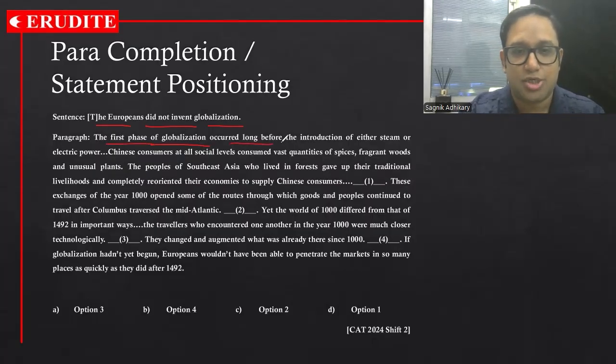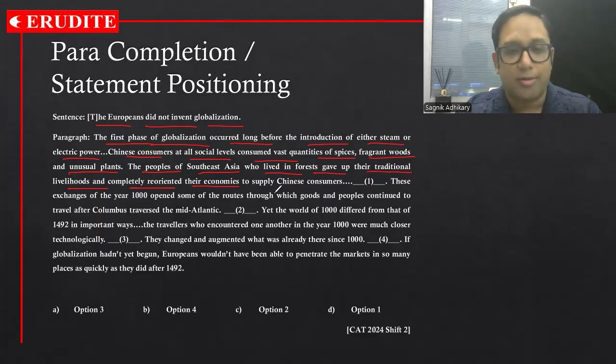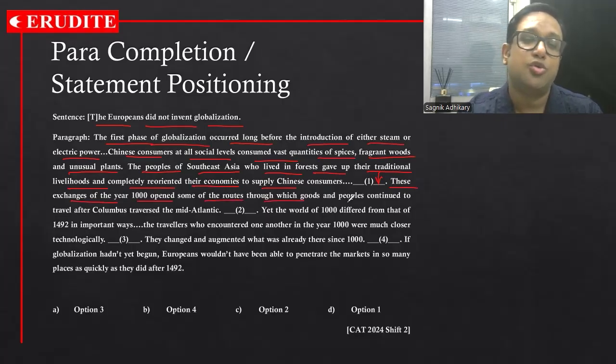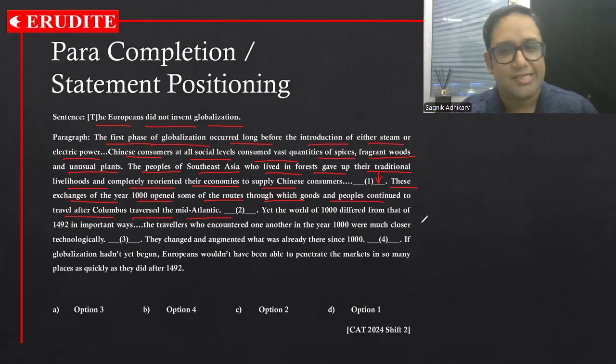The first phase of globalization occurred long before the introduction of either steam or electric power. Chinese consumers at all social levels consumed vast quantities of spices, fragrant woods, and unusual plants. The peoples of Southeast Asia who lived in forests gave up their traditional livelihoods and completely reoriented their economies to supply Chinese consumers. Then we have the first blank. These exchanges of the year 1000 opened some of the routes through which goods and peoples continued to travel after Columbus traversed the mid-Atlantic. Now we see here that there is a reference. There's a pronoun which makes a reference, which is these exchanges.